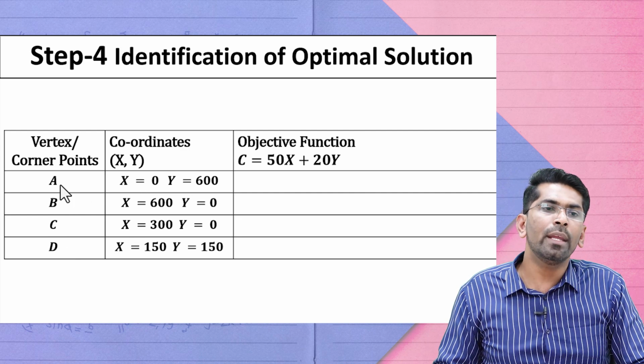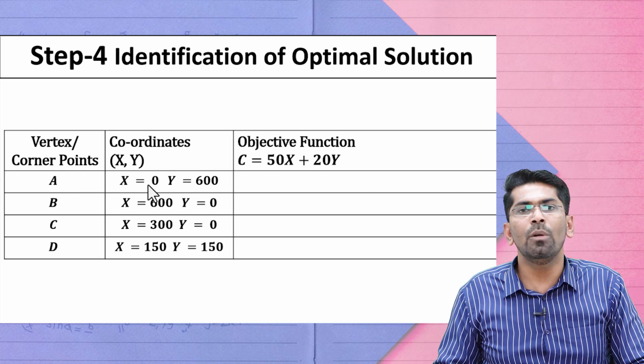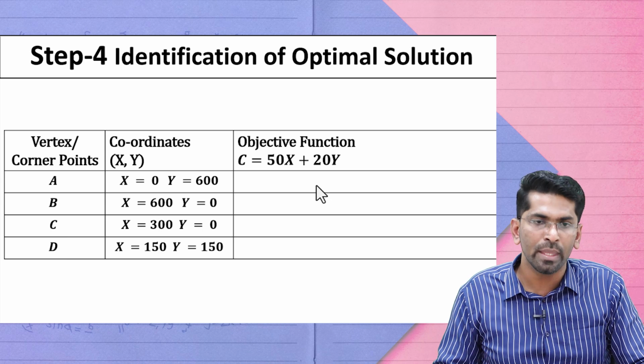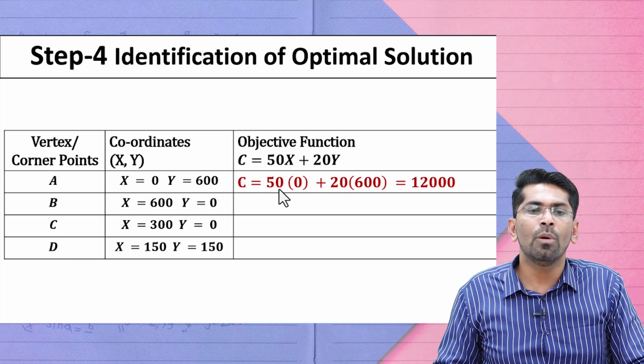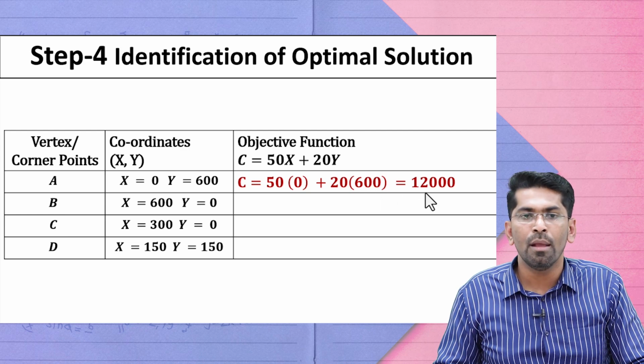At corner point A, x is equal to 0 and y is equal to 600. We are substituting here, then it will become c is equal to 50 into 0 plus 20 into 600, which is equal to 12,000.